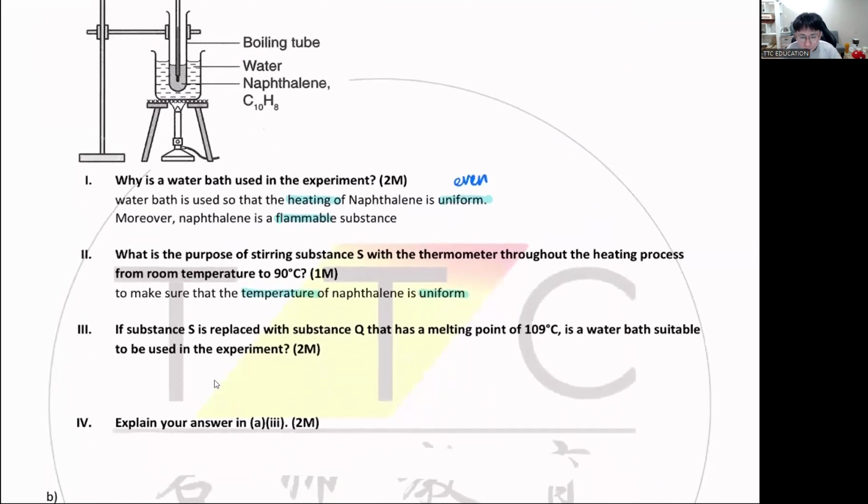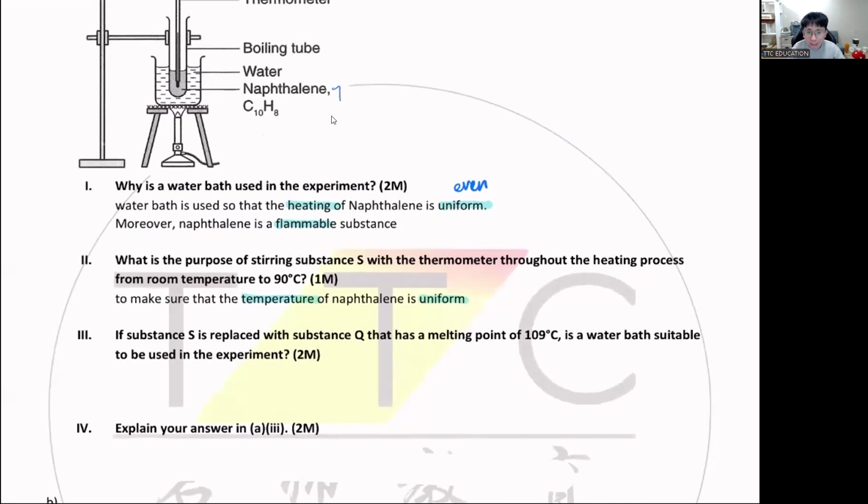Okay. If substance S is replaced with Q that has a melting point of 109, is a water bath suitable to be used in the experiment? So guys, as we said, this experiment is doable because naphthalene's melting point is around 80 degrees Celsius. So water is definitely able to heat until 80. But now, if I change to Q that melts at 109, can water achieve 109 temperature? Cannot. Because water at 100, what happened?